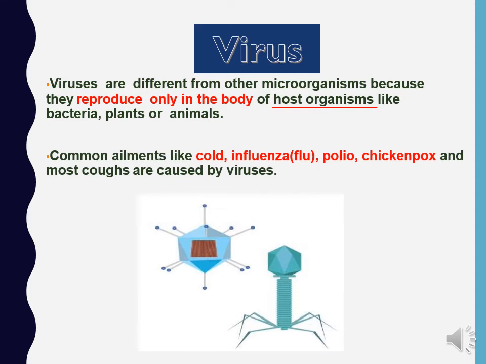Common diseases or ailments caused by viruses are cold, influenza, which is widely known as flu, then polio, chickenpox, and most coughs are also caused by viruses. And you might know one more type of virus these days, which is the coronavirus. So there you go. That's reproducing because it is present in the host body. I hope it's clear till now. So these are the 5 types of microorganisms present at your level.